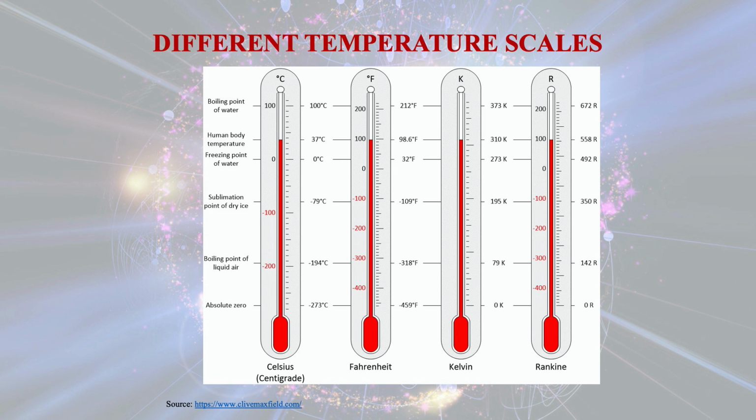So the Celsius scale, the ice point is at 0 degree centigrade and the steam point is 100 degree centigrade. For Fahrenheit, the ice point is 32 degree Fahrenheit and the steam point is 212 degree Fahrenheit. But for Kelvin scale, the ice point is 273 Kelvin and the steam point is 373 Kelvin. Now we will discuss the ideal gas thermometer.